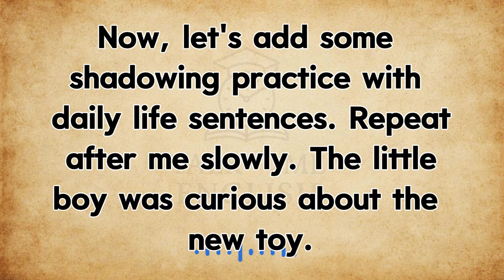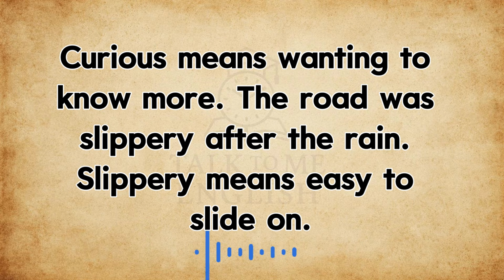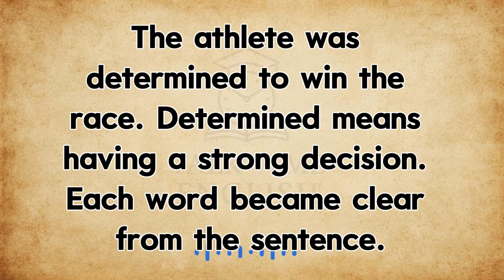Now, let's add some shadowing practice with daily life sentences. Repeat after me slowly. The little boy was curious about the new toy. Curious means wanting to know more. The road was slippery after the rain. Slippery means easy to slide on. The athlete was determined to win the race. Determined means having a strong decision. Each word became clear from the sentence.